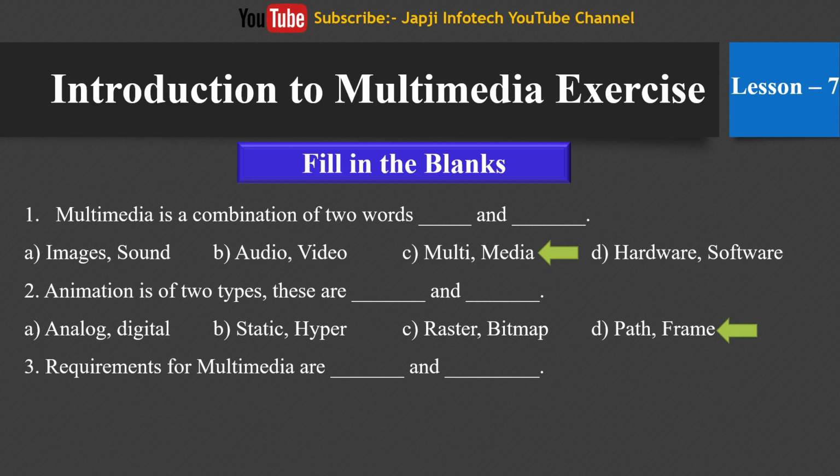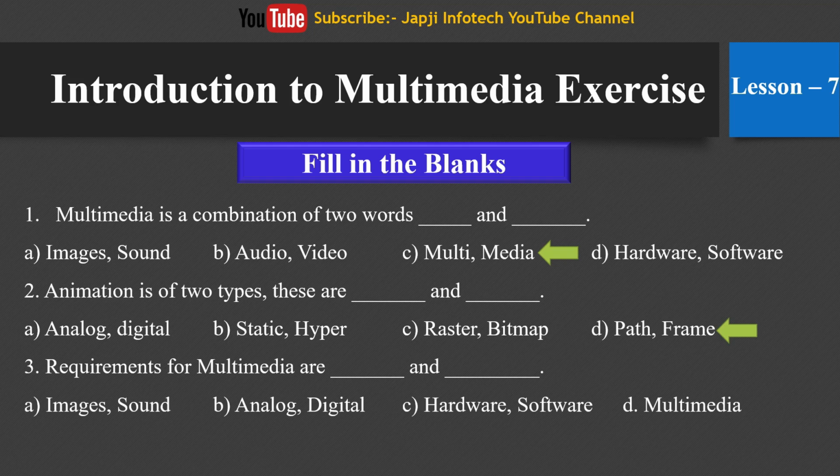And the third one is: requirements for multimedia are ___ and ___, and their options are images, sound, analog, digital, hardware, software, and multimedia. And the right answer is: requirements of multimedia are hardware and software.